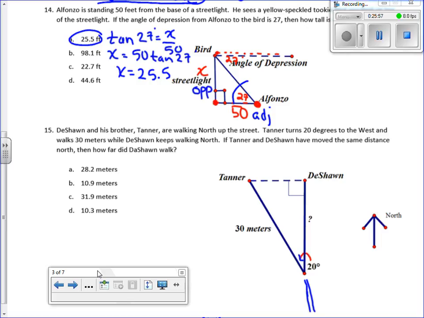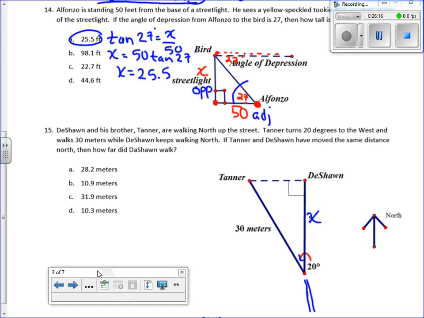Now, if you had to guess, I wonder who you would say walked the shortest distance. Who went the best way? Was Tanner's way shorter or Deshaun's way shorter? So take a guess real quick. Think about it. Take an educated guess. Okay, I hope you have your guess.